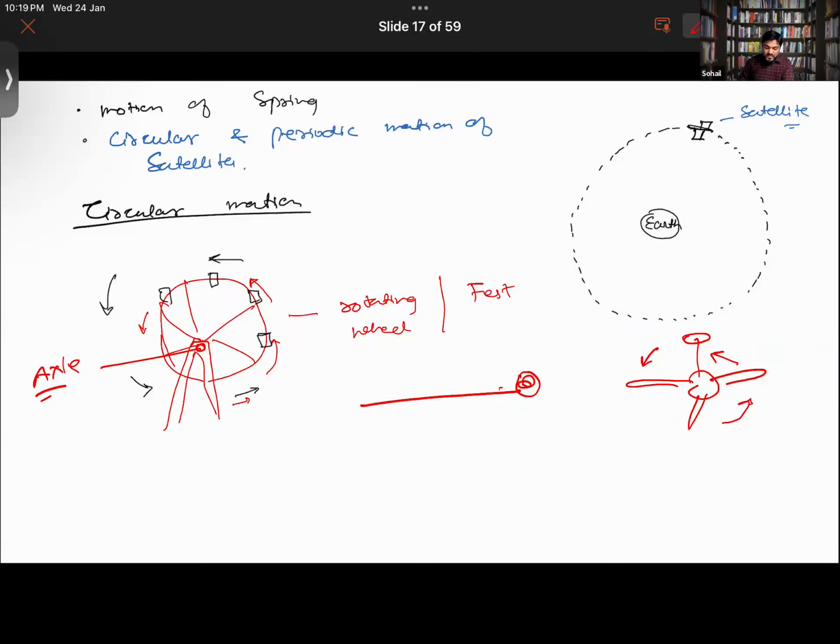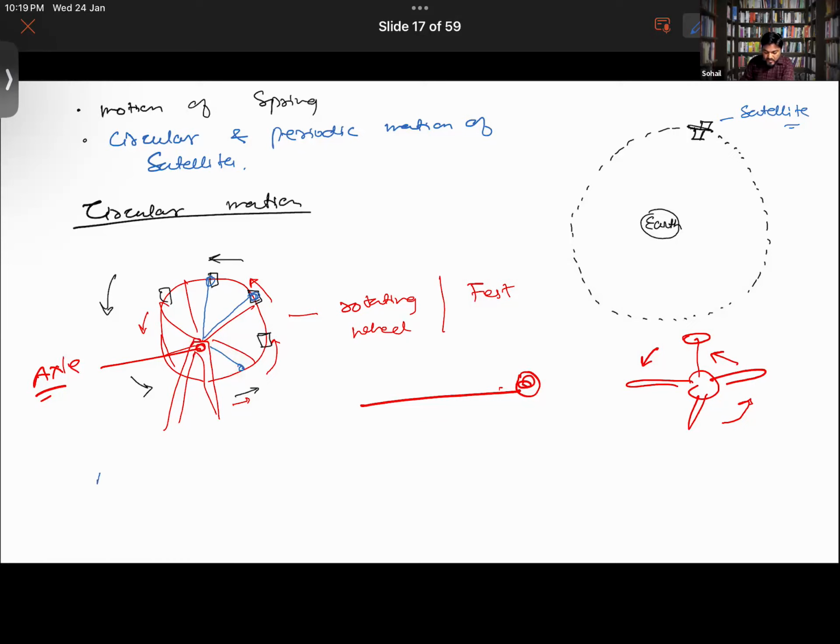What I mean to say is that, see, this portion of the object is at a fixed distance from the axle. This portion is also at a fixed distance. So every point in the object, or every portion of the object, is at a fixed distance from this fixed point. That is another characteristic of circular motion.